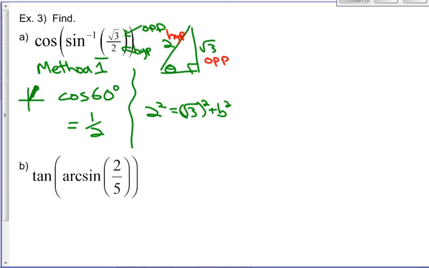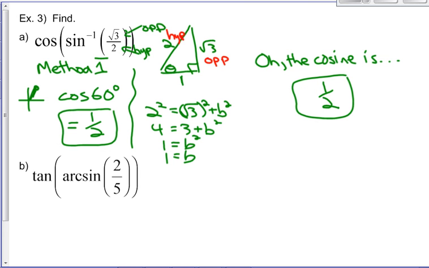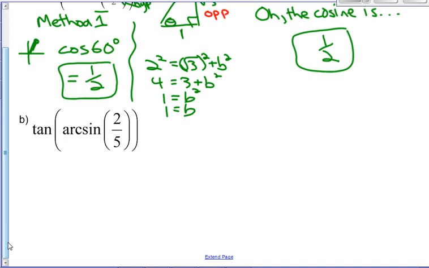And again, I'm going to call it b squared. So that's 4 equals 3 plus b squared. B squared equals 1, or b equals 1. Once you have the triangle all set up, we're just saying, oh, the cosine of theta in that triangle is 1/2. Okay, so that is our final answer either way. So in this case, maybe method 1's better. But in the next one, method 1 is not going to be a possibility, because I don't know what the arcsine of 2/5 is. That's not one of my special angles.